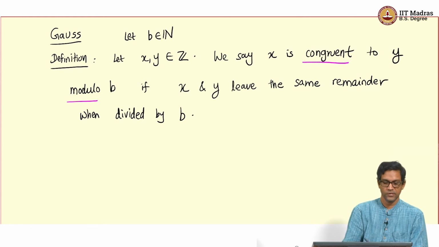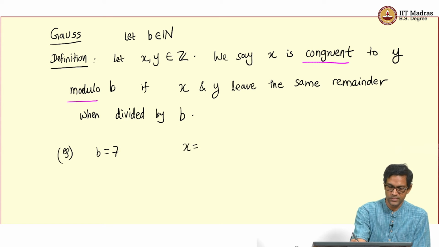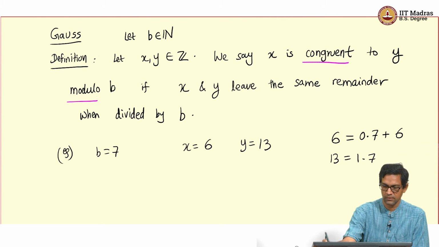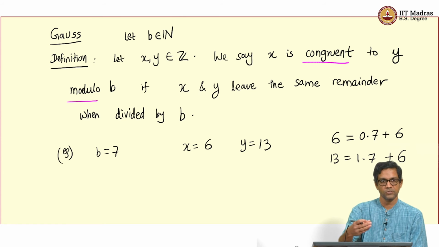Okay, and this is the thing that we were keeping track of. For example, if you take b to be 7 and you took two numbers, say 6 and 13, then observe both of them give you remainder 6 when you divide by 7. So this is 0 times 7 plus a remainder of 6. 13 was 1 times 7 plus a remainder of 6, and these sorts of numbers were the ones you write along a column of the cylinder, for example.